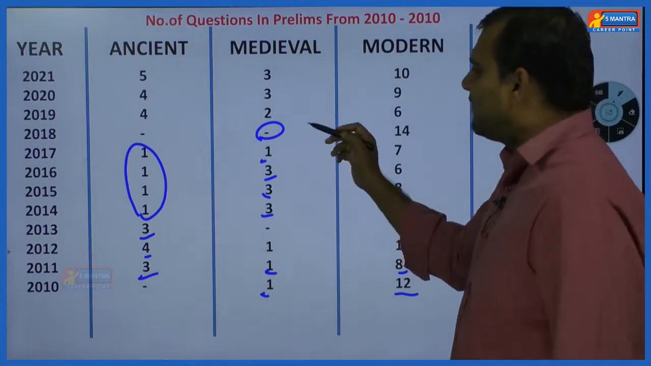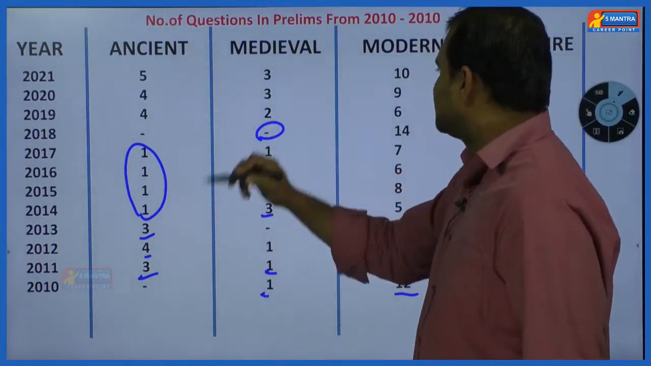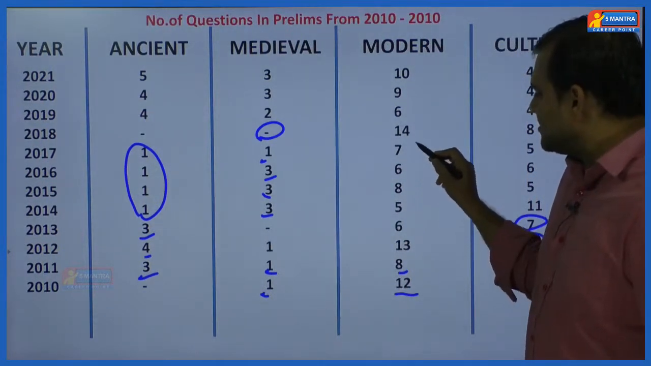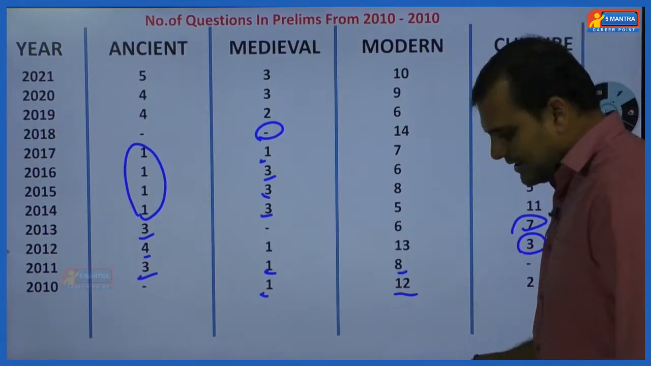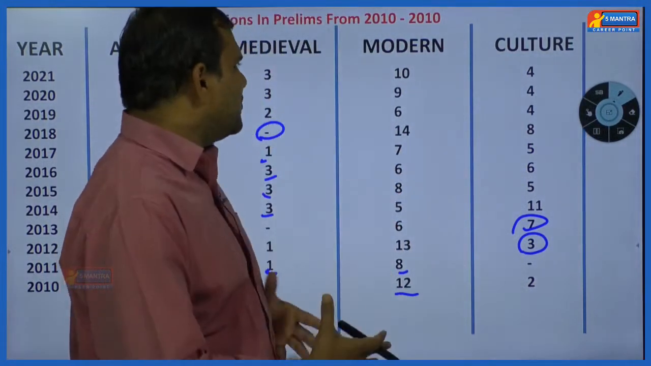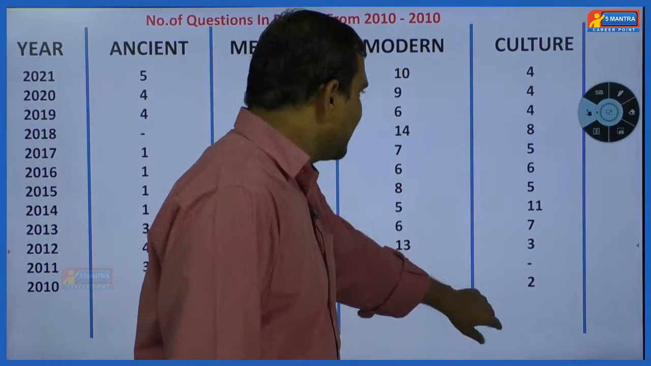And again from 2019, it increased: 2 questions, 3 questions, 3 questions. And 5 questions, 8 questions, 6 questions, 7 questions, 14 questions, 9 questions, 6 questions, 9 questions, 10 questions, like that. Regularly we are getting more questions from modern India also. So we should concentrate on modern India.